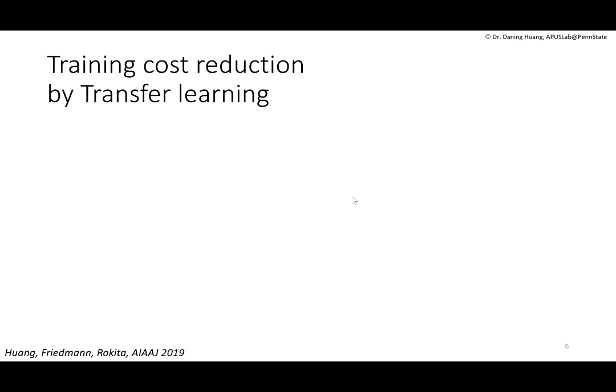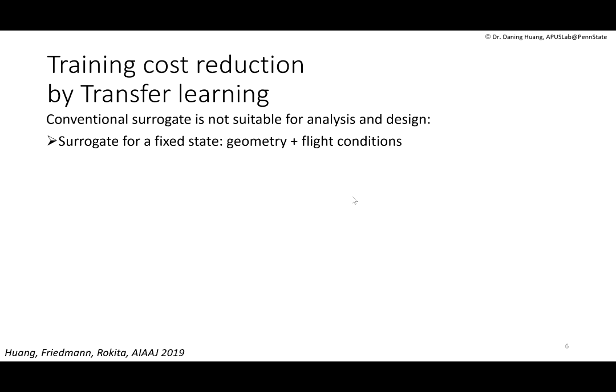However, this is not enough for our study. In this surrogate approach that we described just now, it only works for a fixed state. By state here we mean geometry and fixed flight conditions. So we could do a surrogate for a certain geometrical configuration at certain flight conditions, which requires maybe 1,000 CFD solutions.